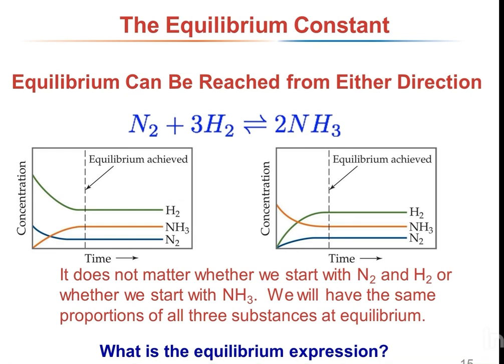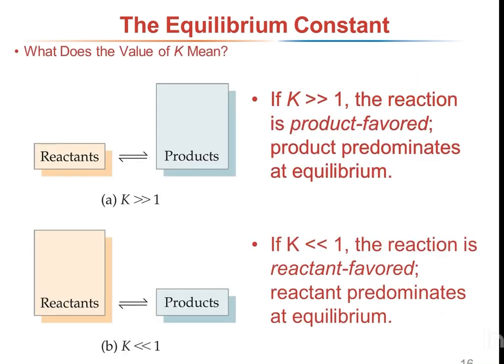Now I want to write the equilibrium constant for this reaction. The equilibrium constant is equal to ammonia, which is the product, raised to the power of its coefficient, which is 2, divided by hydrogen raised to its power of coefficient, which is 3, times nitrogen to its power of coefficient, which is 1. So it can easily be solved by writing the equilibrium constant like that.